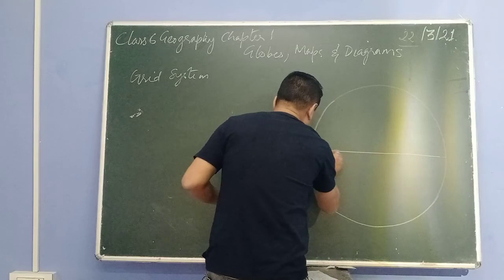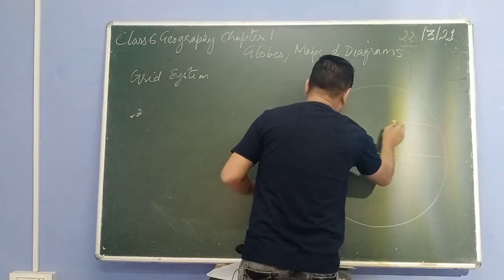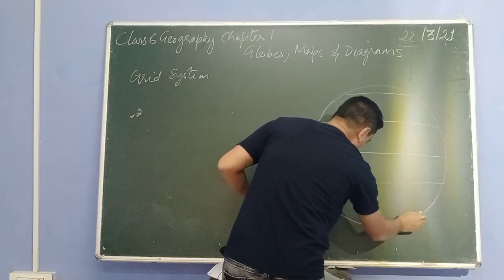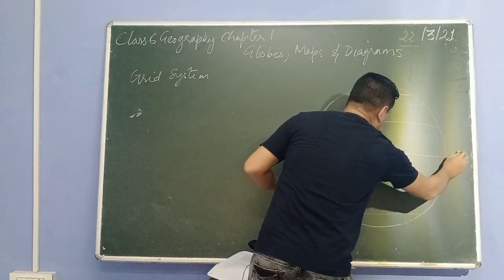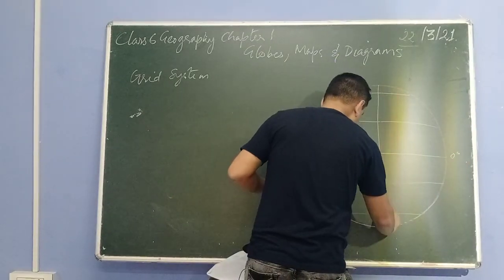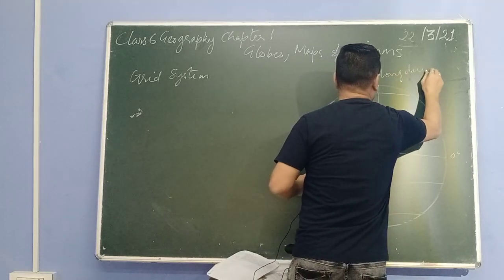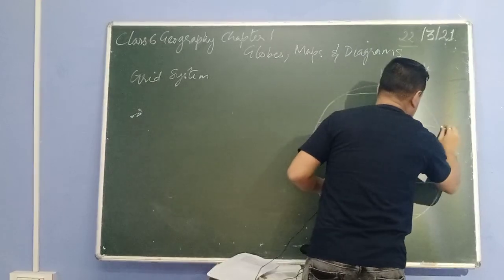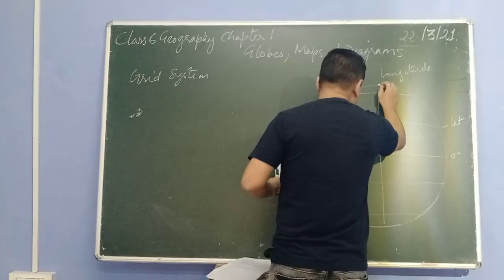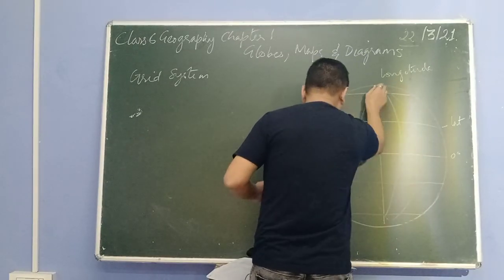These are called latitudes. There are 5 important latitudes which I have explained to you in the previous class also, and apart from that, there are many latitudes. This is the 0 degree latitude, and this is the longitude. This is a latitude, and longitudes are found like this. So you can see that.